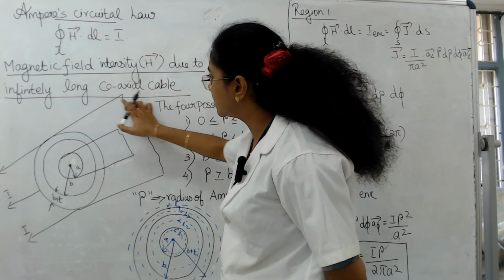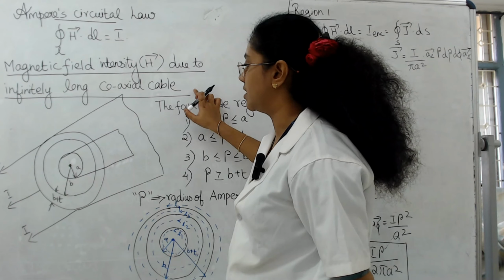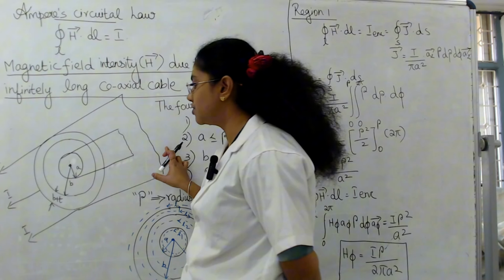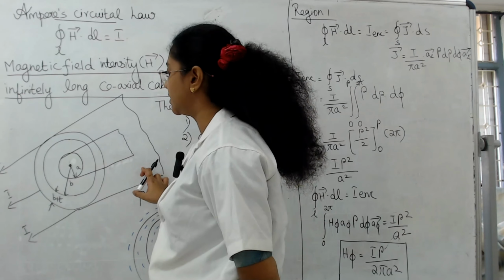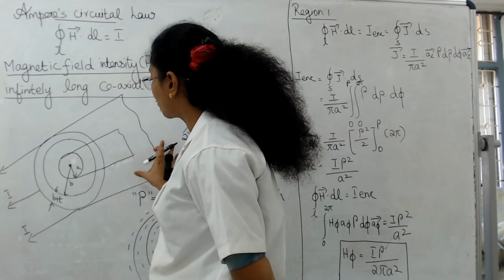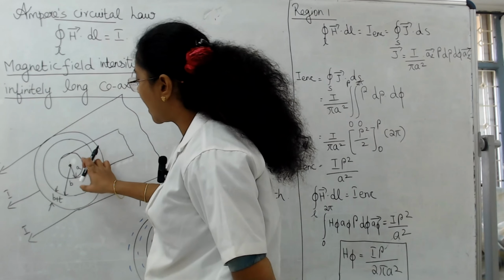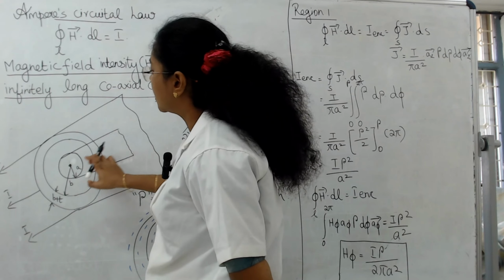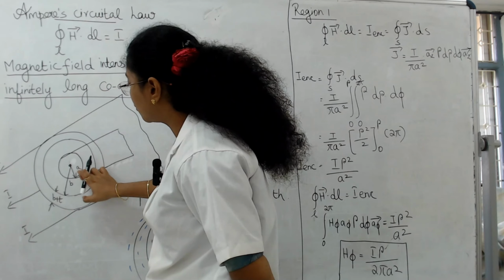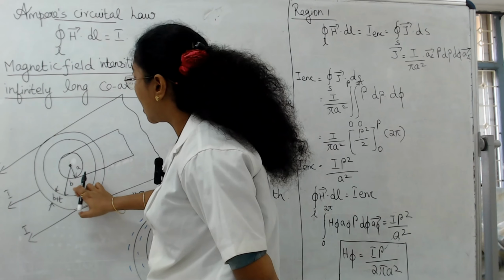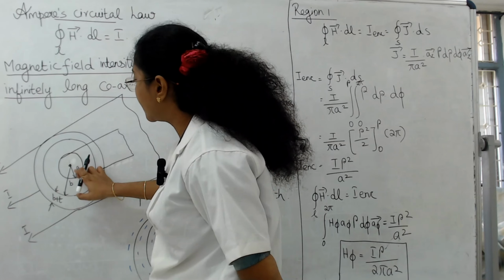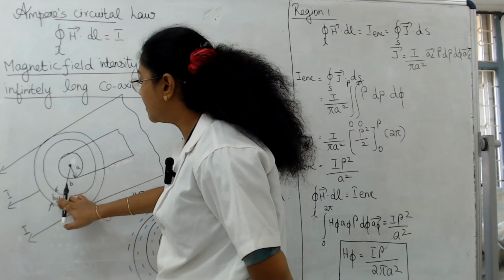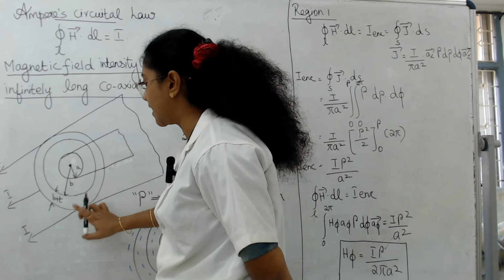Here I have considered the application for a coaxial cable. So this is the coaxial cable. A coaxial cable is nothing but a transmission line used to carry high frequency electrical signals. The structure of the coaxial cable is that we have a core, surrounding the core is a cladding of certain thickness T. Here A represents the radius of the core and B represents the radius of the cladding. B plus T represents the outer radius of the cladding surface.